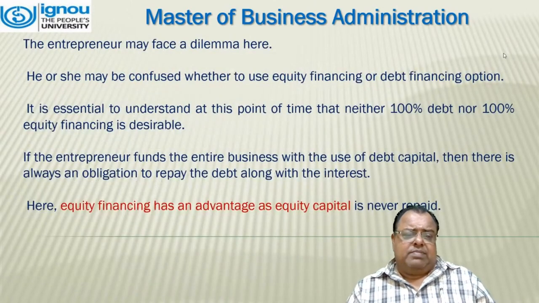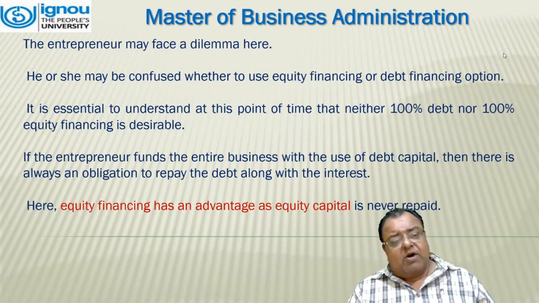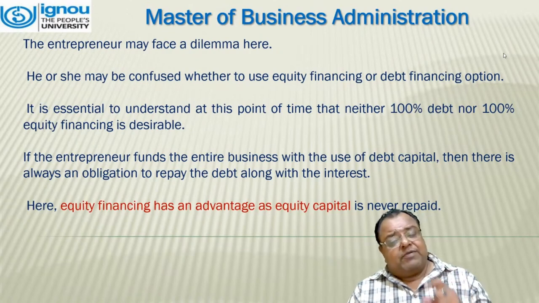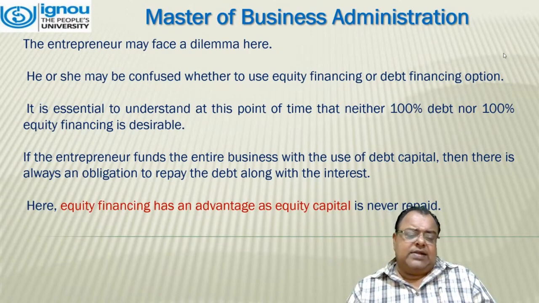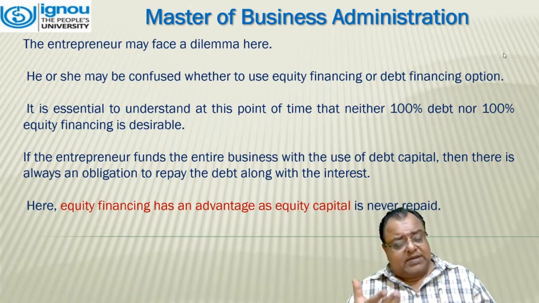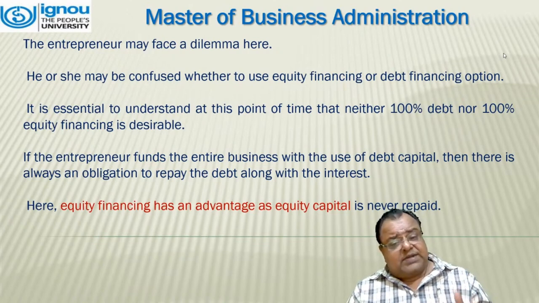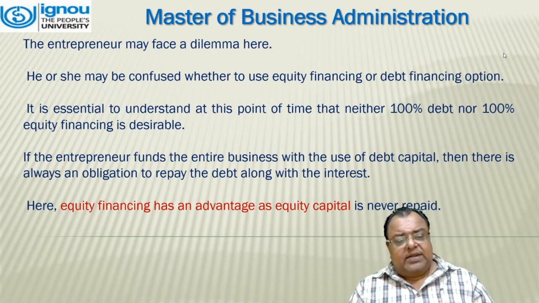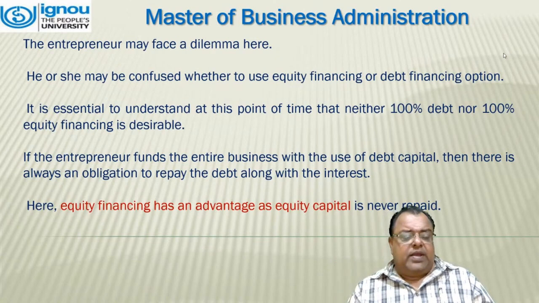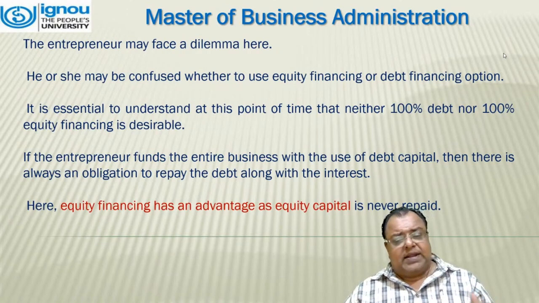The entrepreneurs may face a dilemma here. He or she may be confused whether to use equity financing or debt financing option. It is essential to understand at this point of time that neither 100% debt nor 100% equity financing is desirable. If the entrepreneur funds the entire business with the use of debt capital, then there is always an obligation to repay the debt along with the interest. Here, equity financing has an advantage, as equity capital is never required to be repaid.